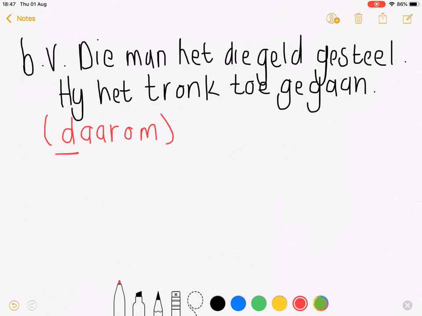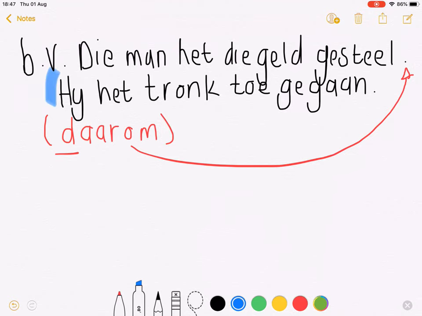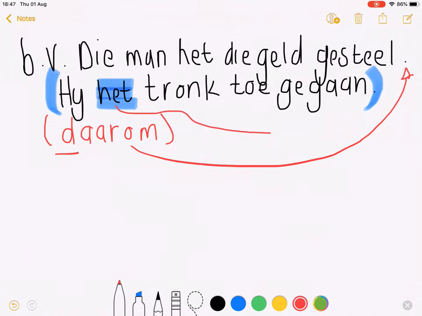Right. The conjunction is going to go in between the two sentences as well as our verb in the second sentence. Here's our second sentence. Now, our verb happens to be the word het because the sentence is in the past tense. This het is then going to move after the conjunction. Let's write our answer.